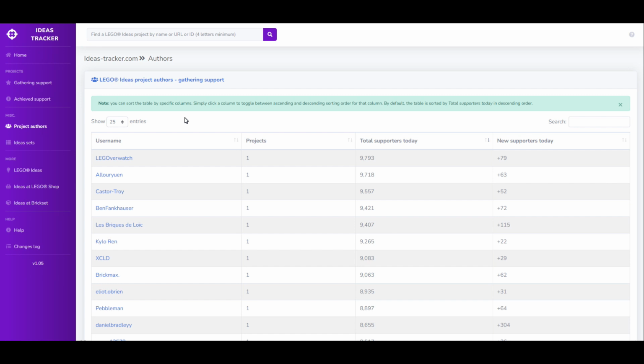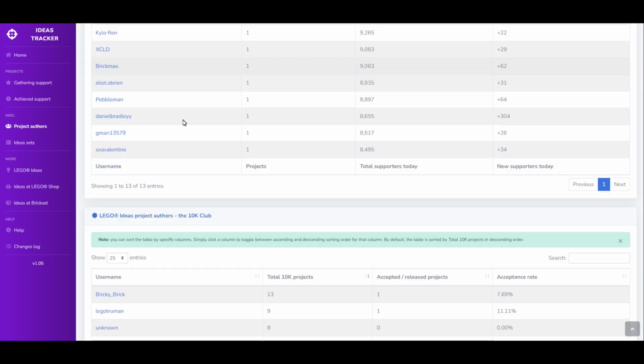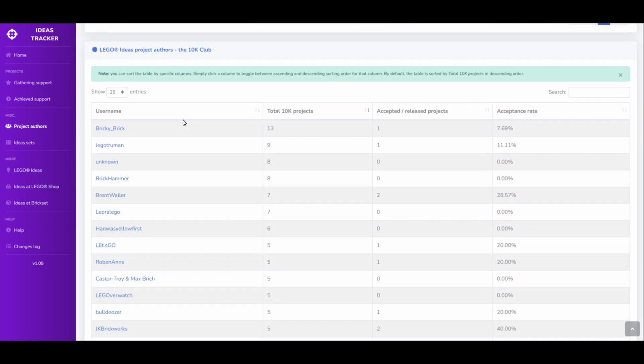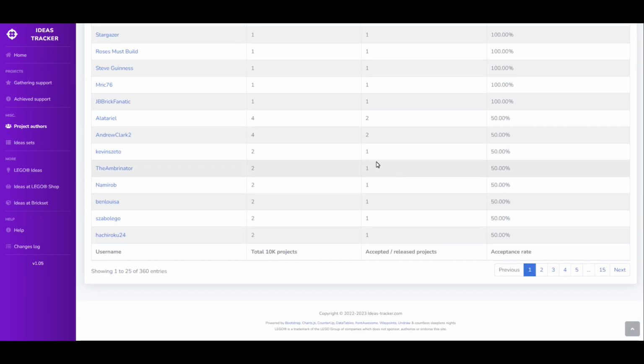Then we have the authors page, which is composed of 2 separate lists. One for the authors of projects still gathering support, and one for the members of the elusive 10K club. This is where you can learn that some people were able to turn half of their 10K projects into sets. Talk about the lucky few.